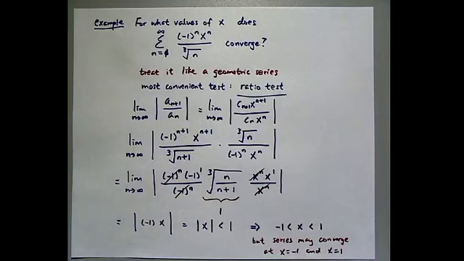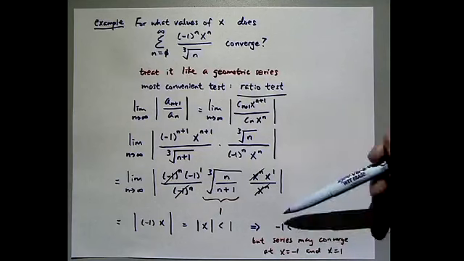We answered most of the question here already. We're saying that we guarantee the series to converge strictly between minus 1 and 1. But it may still converge on the endpoints. So now we check.